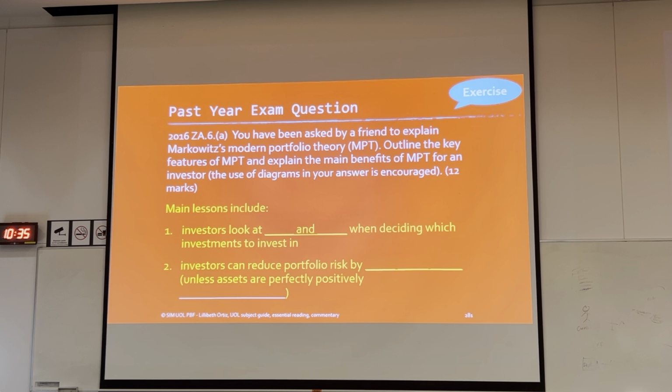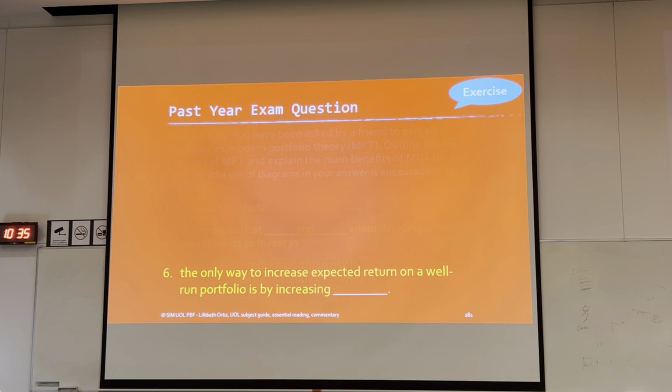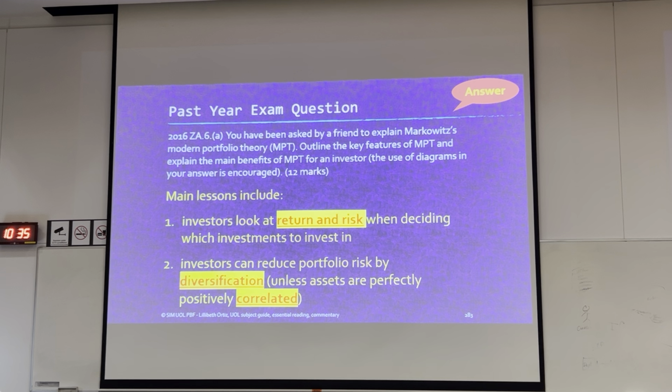Alright, you've been asked by a friend to explain the modern portfolio theory. What are the key lessons? Since we are short of time, let me just show you. Key lessons are investors mainly look at risk and return when deciding which investments to invest in. Maybe you can now add ESG, because now more investors are looking at sustainability. But for our basic finance class, we just say risk and return. Those are the two main things that investors look at traditionally.